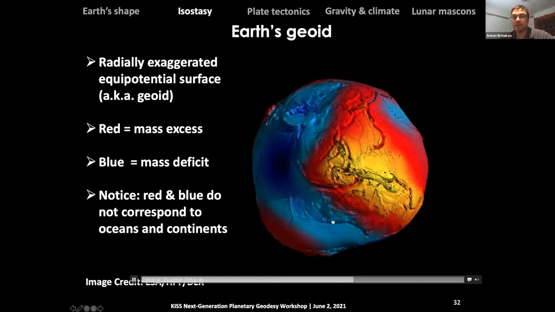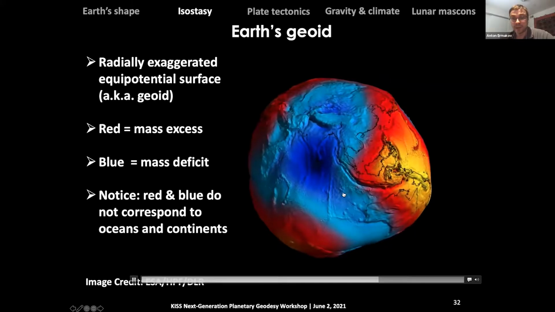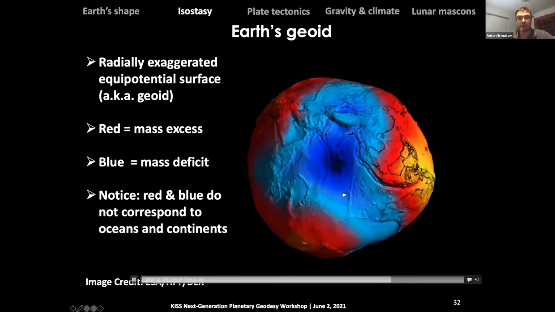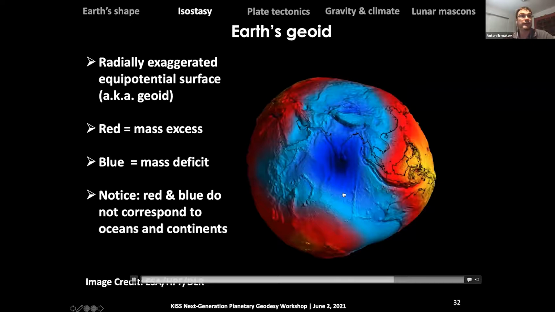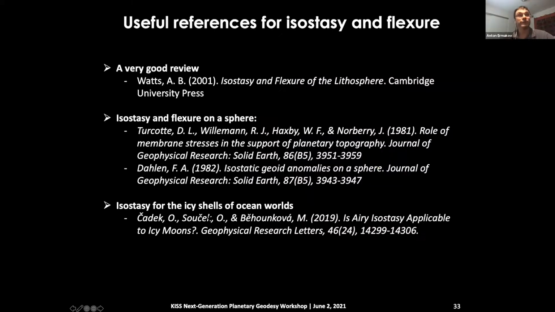Instead, low wavelength geoid anomalies are related to the density anomalies resulting from and driving the convection in the Earth mantle. And here's again a list of useful references for isostasy and flexure.